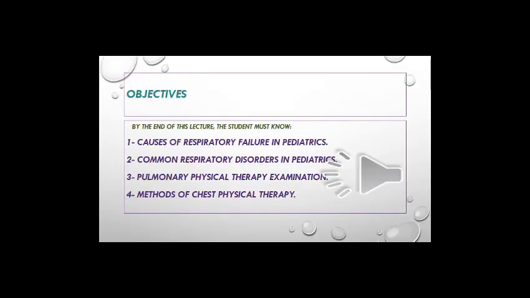By the end of this lecture, the student must know the causes of respiratory failure, the common respiratory disorders, how to conduct a pulmonary physical therapy examination, and methods of chest physical therapy.